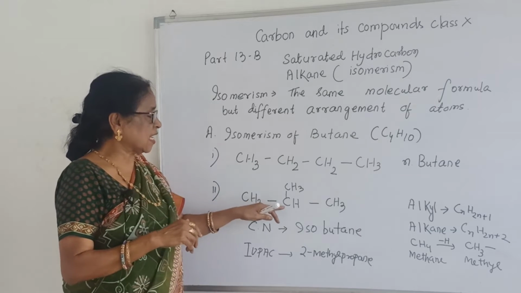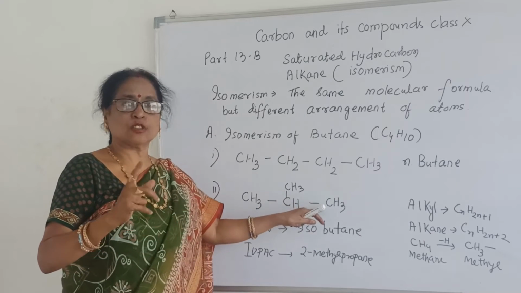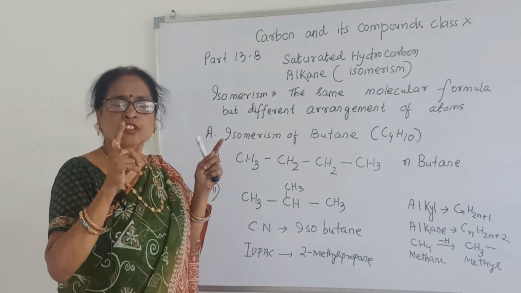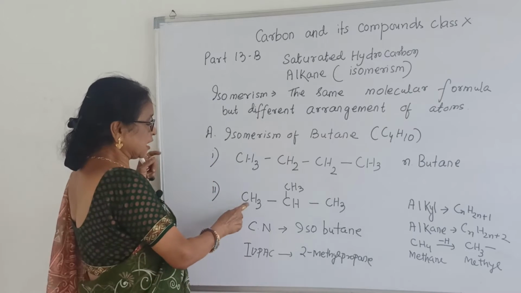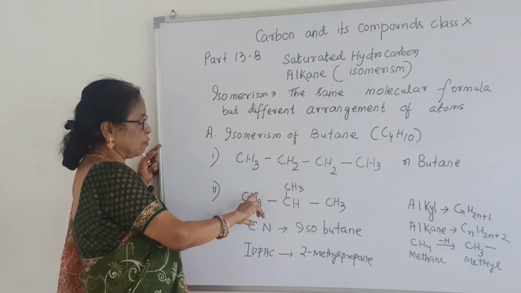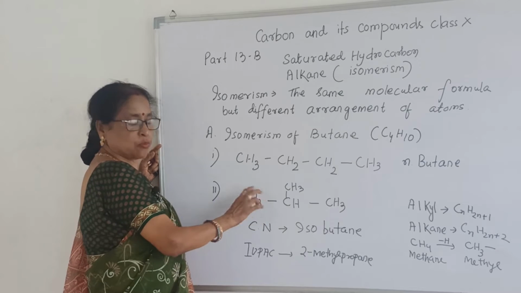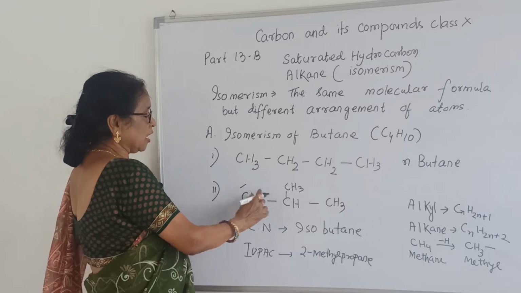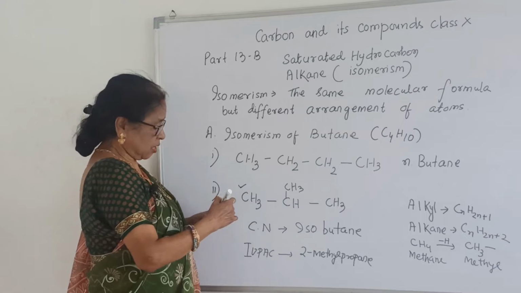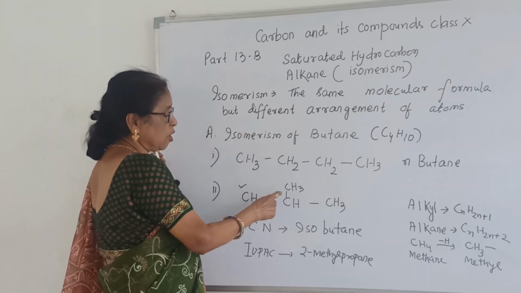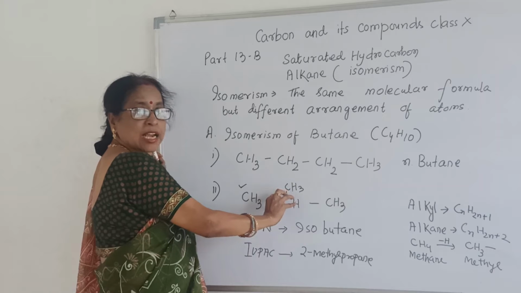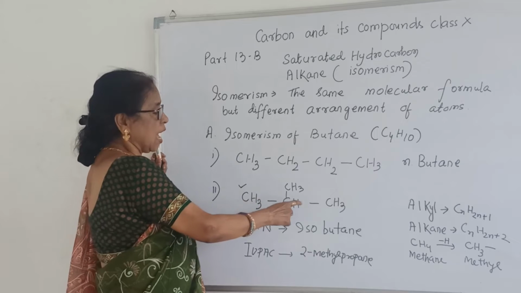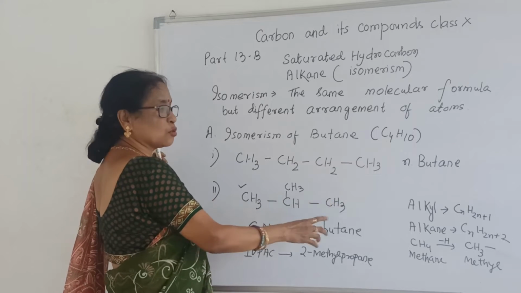Next is CH3, CH, CH3, and on the side also one CH3. When I have written the structure, how can you see whether it is correct? CH3: 1 hydrogen, 1 bond; 3 hydrogen means 3 bonds, and 1 more makes 4. This carbon is satisfied. Similarly, here 1 hydrogen, 1 bond, this is 2, 3, 4. This carbon is satisfied, and this carbon 3 and 1, 4. And here CH3 is also satisfied.